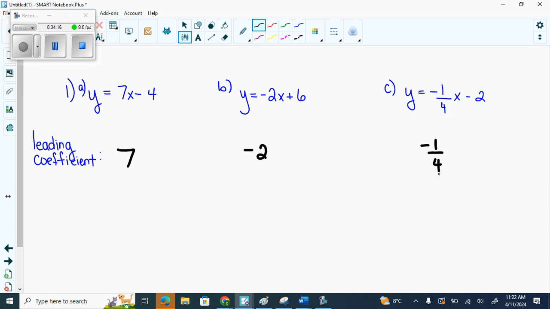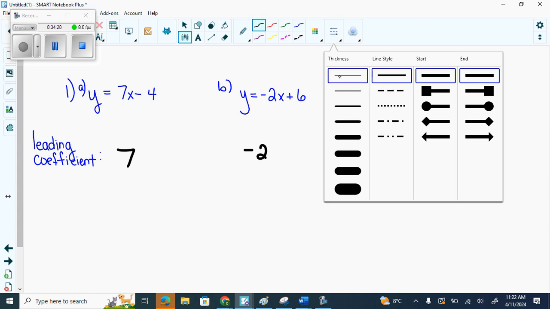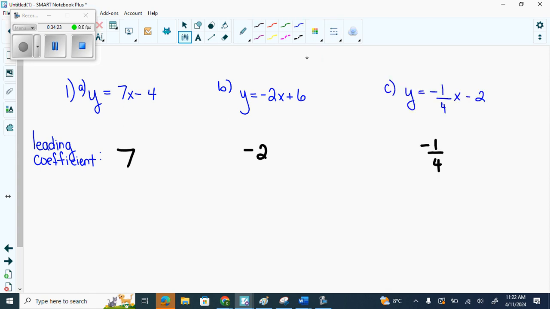Now what I want is, what does that tell me about this graph? What does this positive 7 tell me? Up on what? Up on what side? Right. You answer the next two. What does that leading coefficient tell you about the next two?